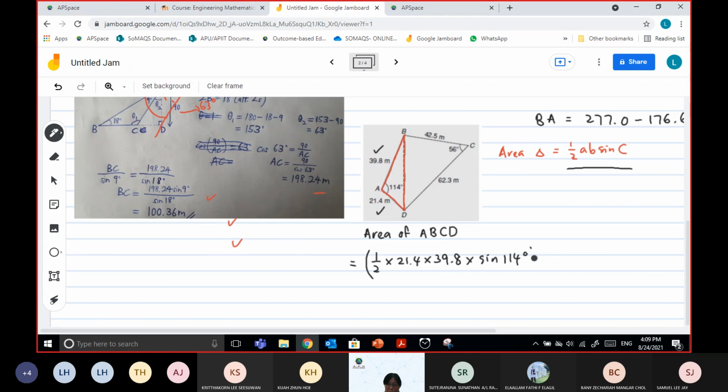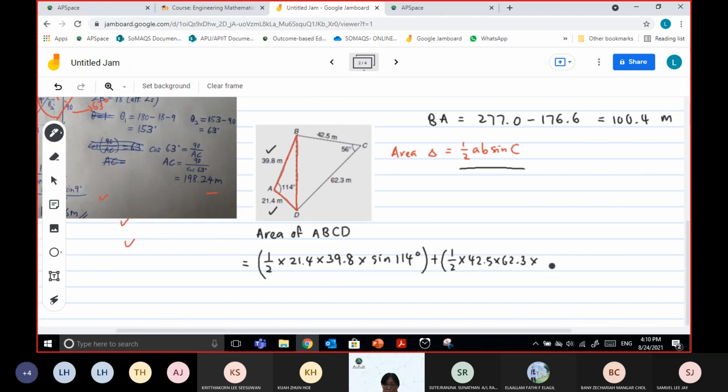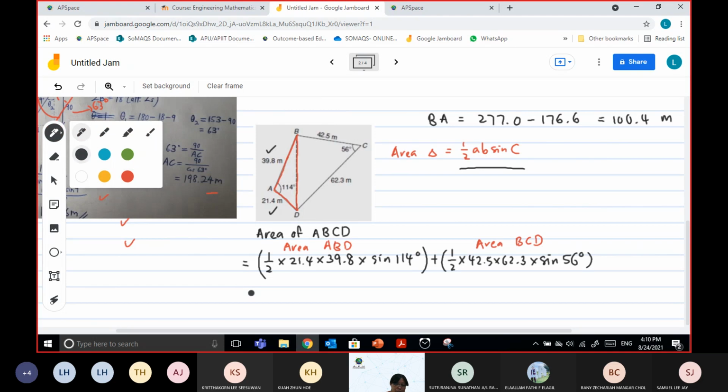Then plus 1 over 2 times another triangle, which is BCD. Triangle BCD, we have the two sides and the included angle also: 42.5 times 62.3, then times sine 56 degrees. So this is the area for ABD, and this one is the area for BCD. Then you will get the answer.